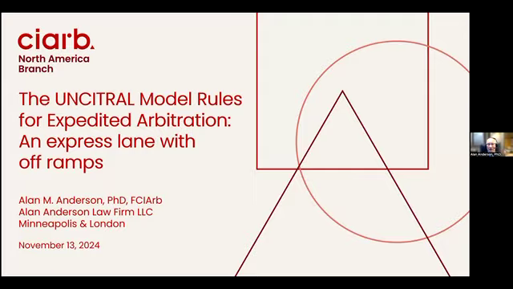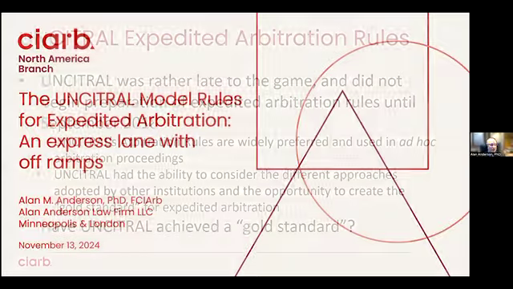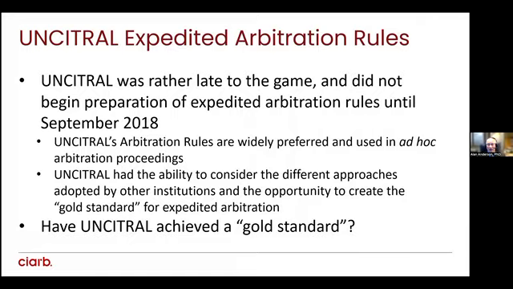And as Yuan mentioned, UNCITRAL is not an institution, but it is used a lot in ad hoc arbitrations, and obviously in those states that have adopted the UNCITRAL model law or model rules as their procedures to be followed in arbitrations. UNCITRAL was rather late in the game to develop a set of expedited arbitration rules. They didn't start discussing or considering it until September of 2018. And as I mentioned, their primary arbitration rules are widely preferred and used in ad hoc arbitration proceedings.